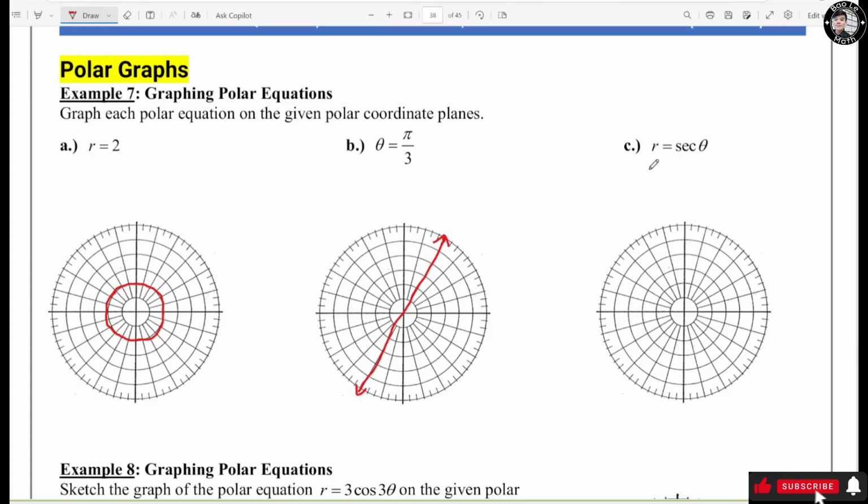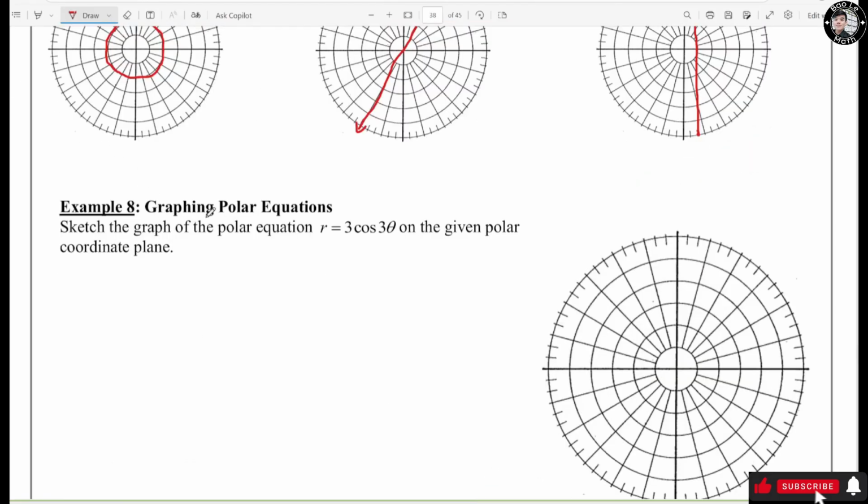Now, question C, r equals secant theta. Secant theta equals 1 over cosine theta, and we multiply both sides by cosine theta, so it will be r cosine theta equals 1. But r cosine theta is actually x, so x equals 1. Now to graph this one, it should be a vertical line, so it could be something like this.